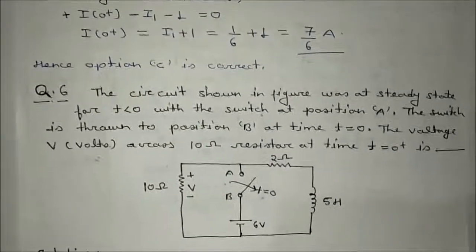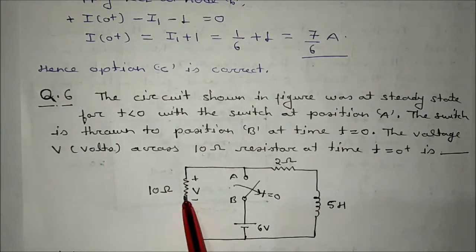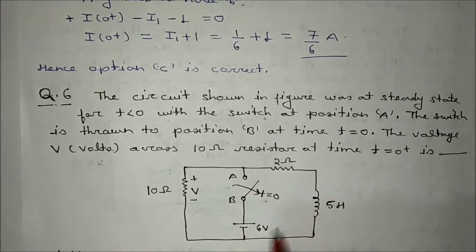Okay, in the next problem, what it is asking: the circuit shown in figure was at a steady state for T less than 0 with the switch at position A. The switch is thrown to position B at T is equal to 0. The voltage V across 10 ohm at time T is equal to 0 plus will be. Okay, so what is the switching action? Just before T is equal to 0, the switch is closed. Just after T is equal to 0, the switch is getting open. So first we will find the initial values.